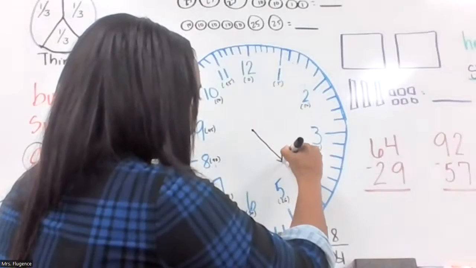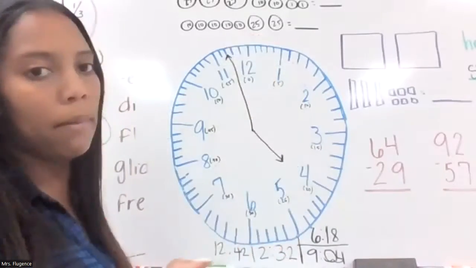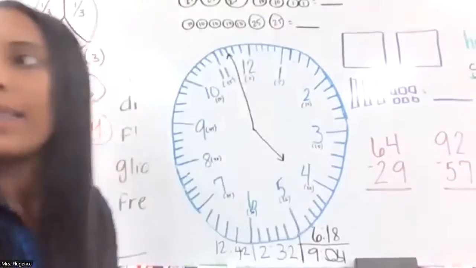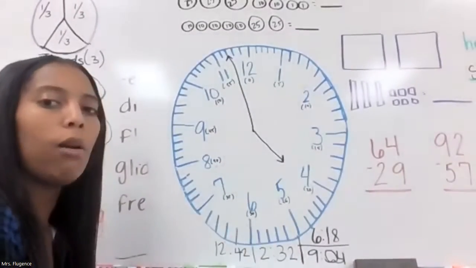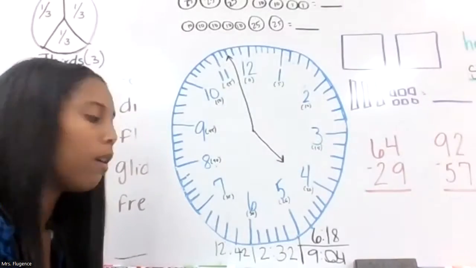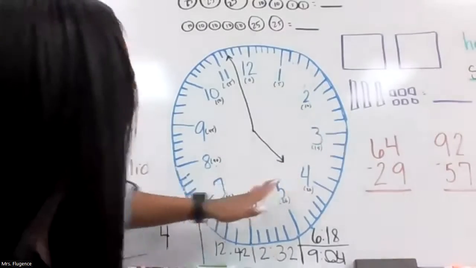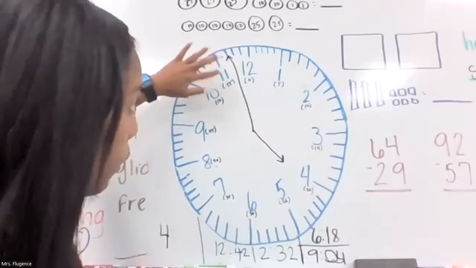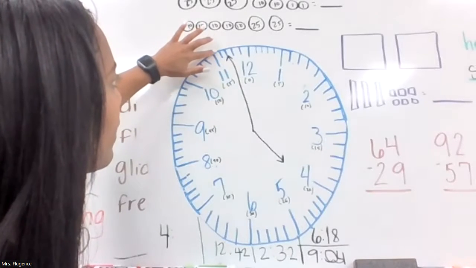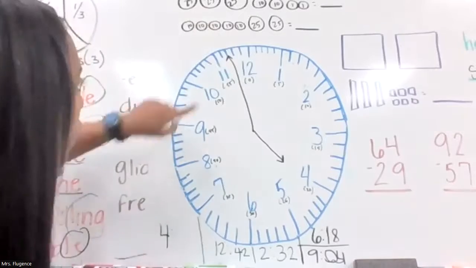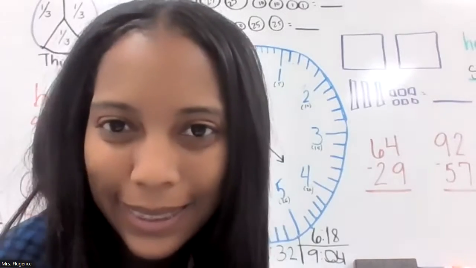So my hour hand is between 4 and 5. Look where my minute hand is. Which hour would it be? Which number did it just pass? 4. So now I need to count by 5s. Which 5 did it just pass up? 11. Which is 55. So now I start counting by 1. So 55, 56, 57. It's 4:57. All right. Do y'all see what I'm saying?